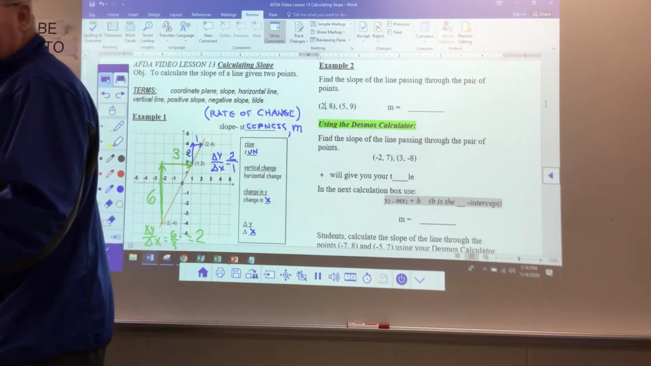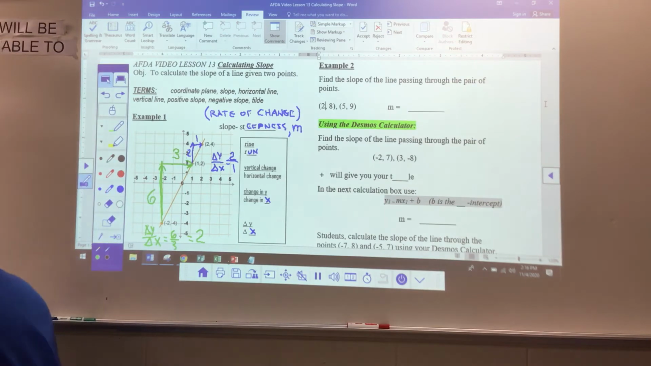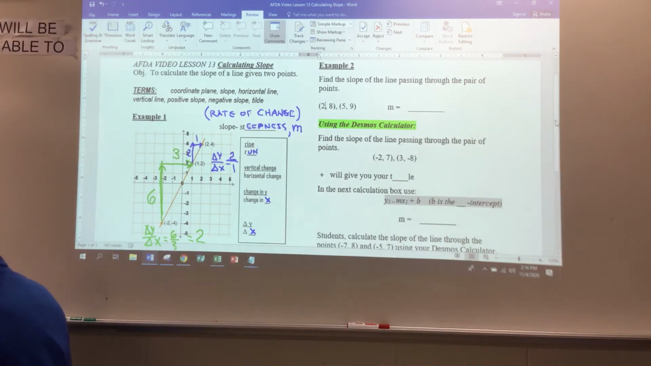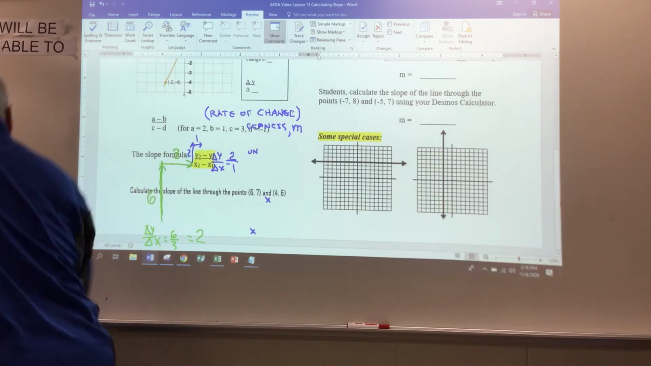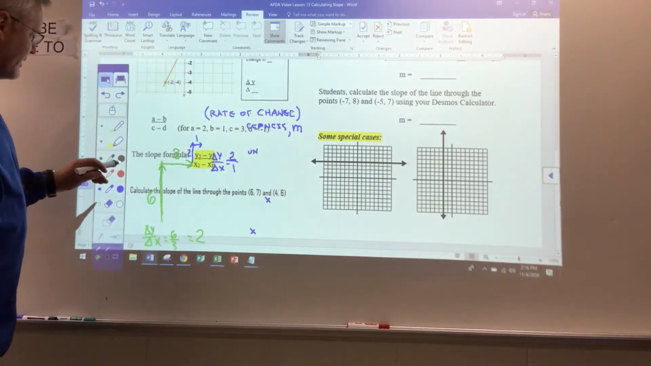Now, let's slide down. Earlier, I had you guys do a problem that looked like this on a previous activity.